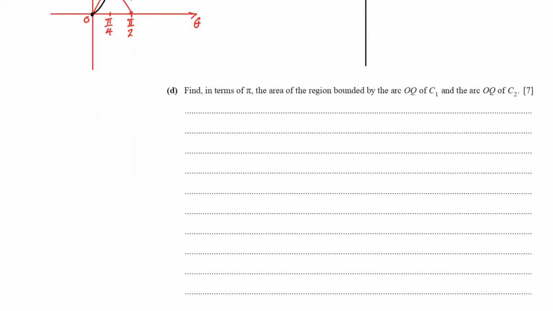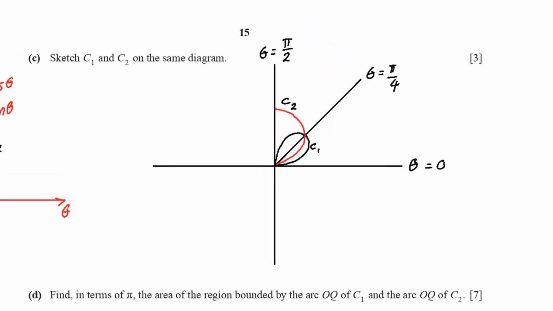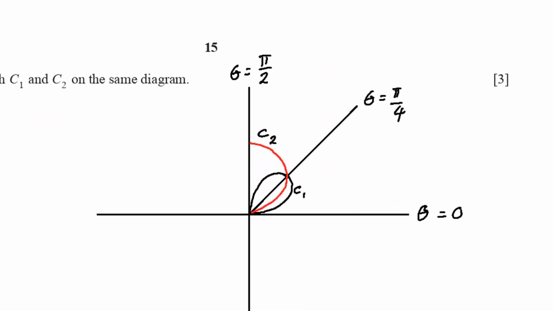On part D, they say find in terms of pi the area of the region bounded by the arc OQ of C1 and the arc OQ of C2. Okay, so let's go back to the graph. So the region that they want us to find is this shaded region here. That's the region bounded by C1 and C2 at Q. Q is this point here.